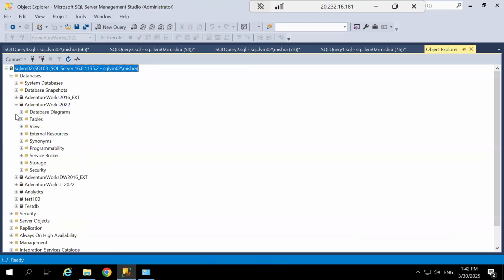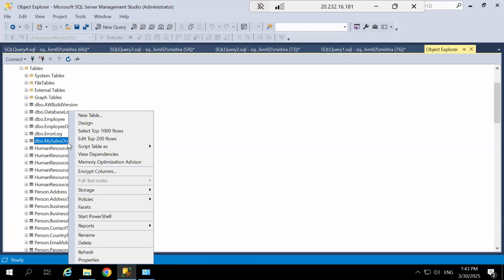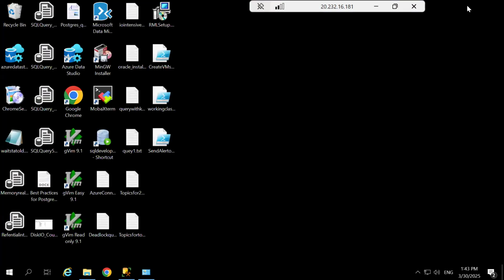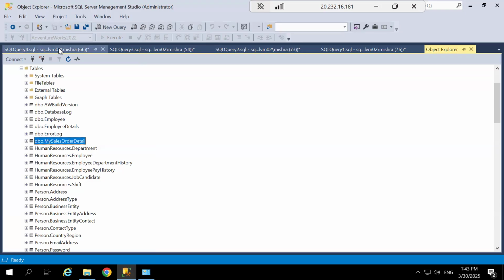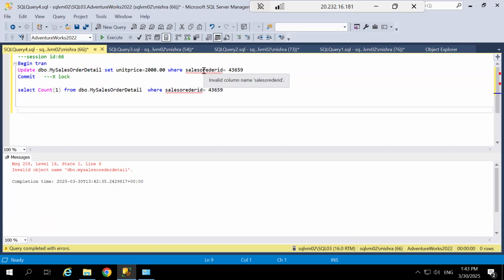Database, this one, tables, DBO. My sales order detail is there. Why is it not recognizing? Maybe the table name is incorrect. No, the spelling of Order is correct. Sales order ID is also wrong, right?